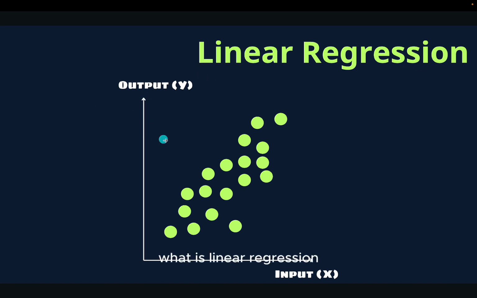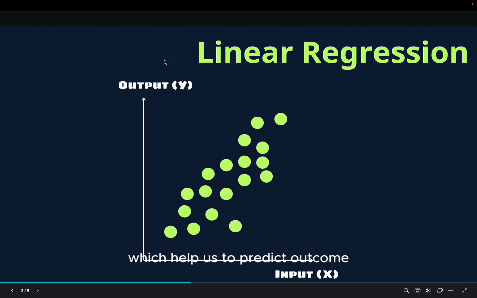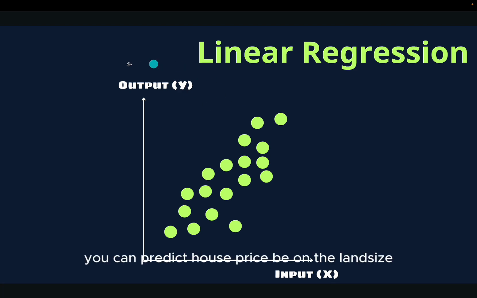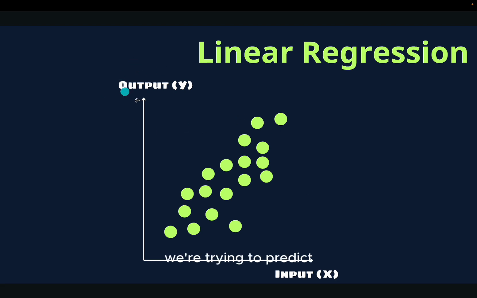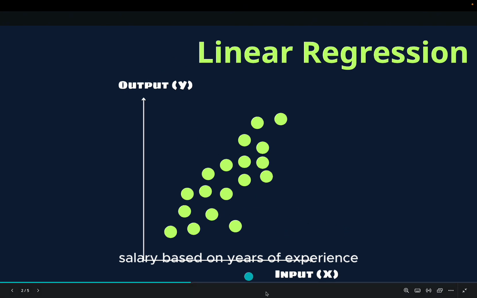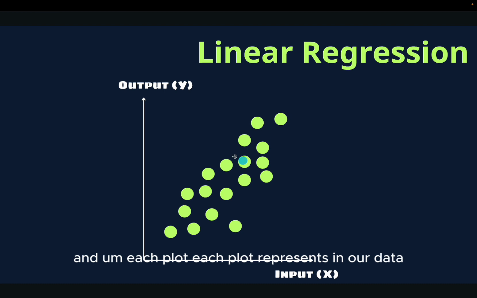What is linear regression? Linear regression is a statistical method that models the relationship between two variables, an input and an output, which helps us to predict outcomes. For example, you can predict price based on land size, and you can predict weight based on height. In our problem, our output is salary. We're trying to predict salary based on years of experience, and each plot represents a person in our data, with his or her salary and years of experience.